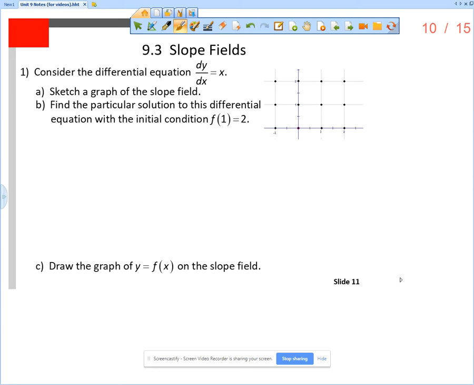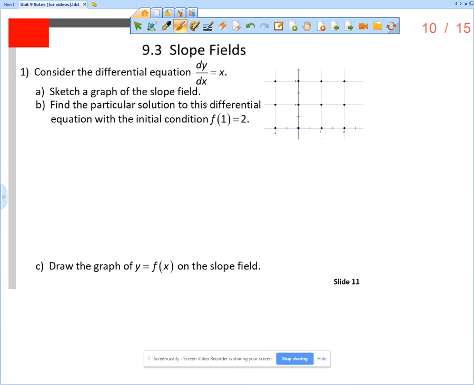All right, so in section 9.3, we're talking about something called slope fields. A slope field is just a coordinate grid where the slope given by a differential equation is given at each point that is noted on the graph. I'm going to show you how to find what a slope field looks like, but then also I'll show you an applet that will draw a slope field for you.